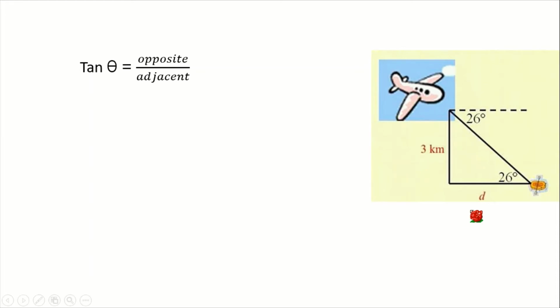Right? So, substitute na natin yung opposite, which is 3 km. Then d, siya yung hanapin natin, yung distance. Then, substitute nyo rin yung 26 degrees kasi given naman na siya.